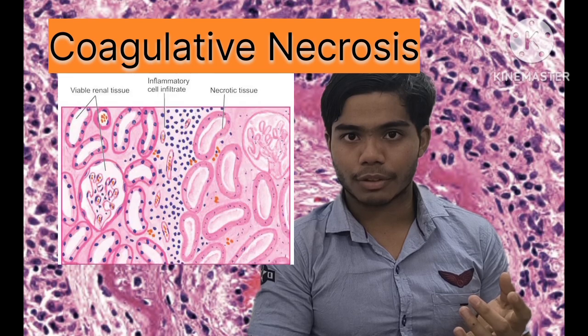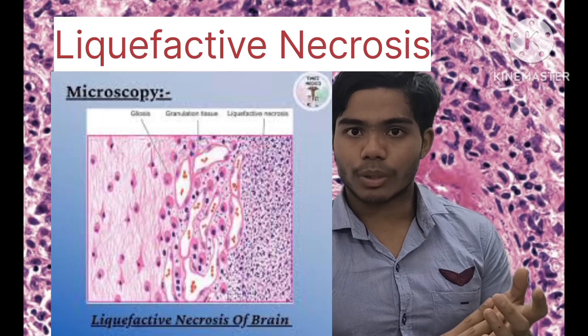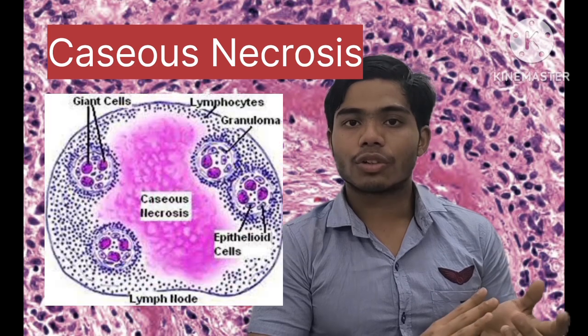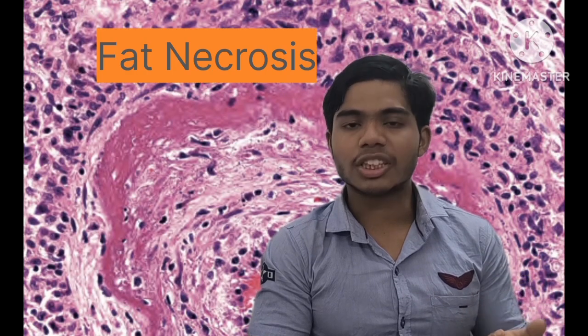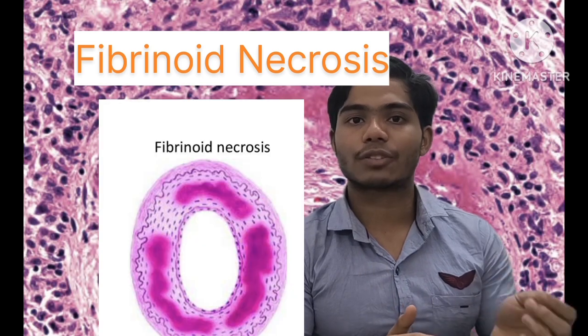The first type of necrosis is coagulative necrosis, the second one is liquefactive necrosis, the third one is caseous necrosis, the fourth one is fat necrosis, and the fifth one is fibrinous necrosis. All these are the five types of necrosis. Now I am going to discuss the histopathological structure of each of these types of necrosis.